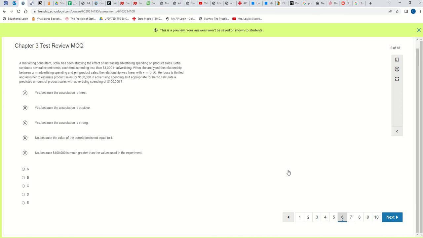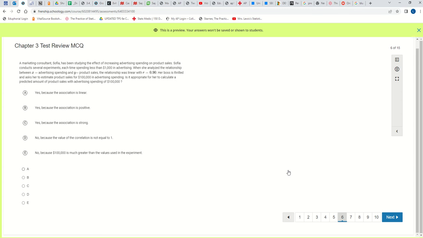Is it appropriate for her to calculate a predicted amount of product sales with advertising spending of $100,000? Yes or no? No. Why? It's too much money? I mean, yeah, so she's gathering data, and every single time she does it, she spends less than $1,000. So whatever she tells her boss is probably going to be way unreliable.